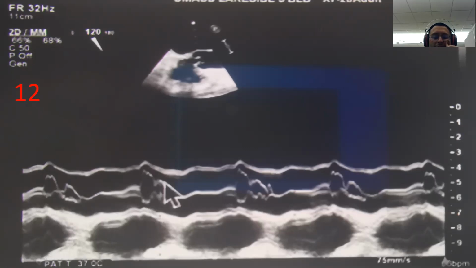I think I've seen this before. This is a very, very frequent question in the exam. Okay, Sarah? Prolapse, is it? Prolapse of what? Okay, I'll give you another clue. So this is the aorta, right? This is actually across the leaflet. You can see fluttering of the aortic valve leaflet. In what situation can you see fluttering of the leaflet?